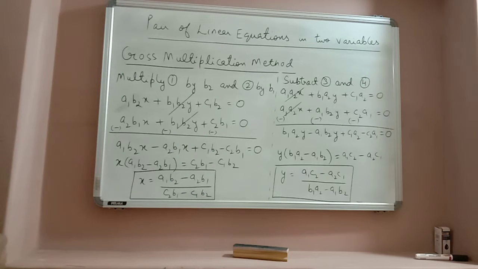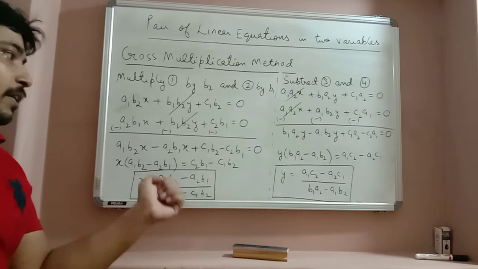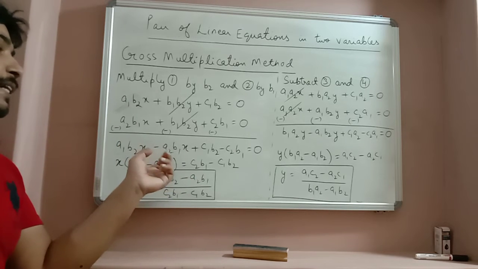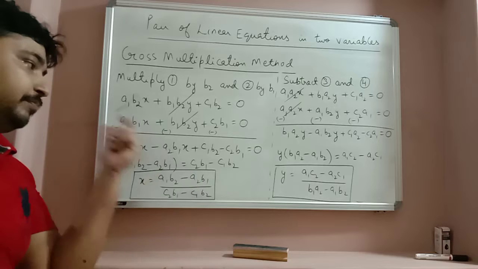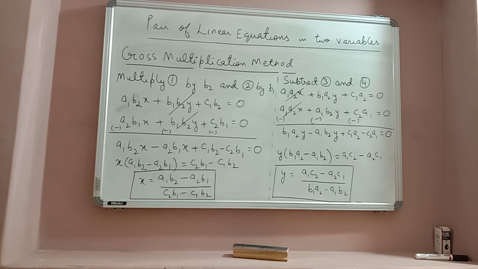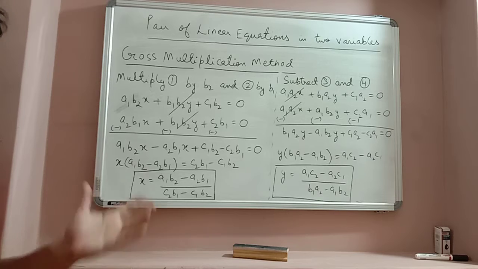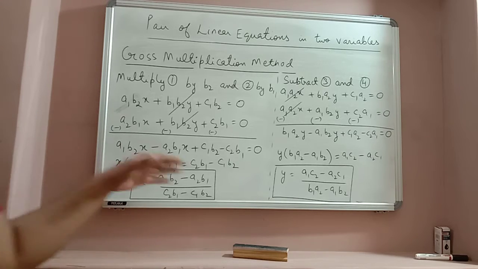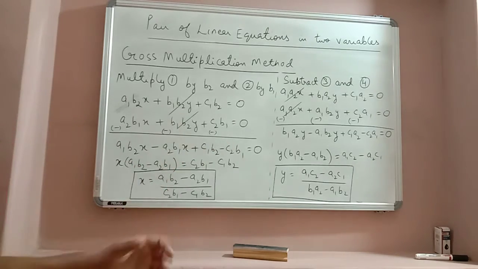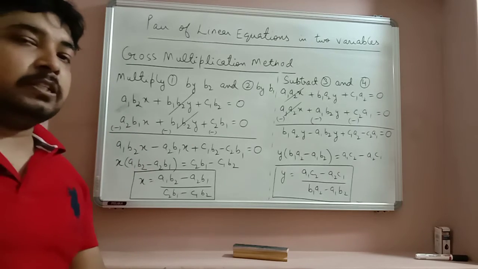So again, there is no need to mug up this value. I'll tell you a method in which we can find these very easily by cross multiplying. So let's take up that next. I hope this derivation is clear to everyone. You can note down the content by pausing the video.